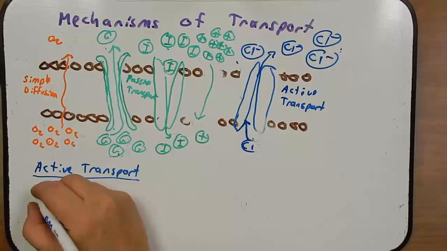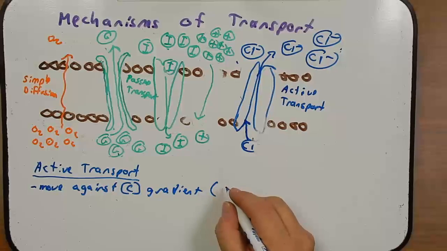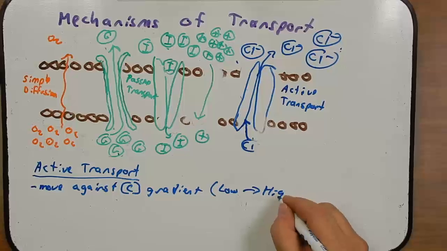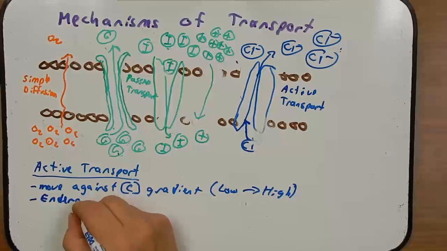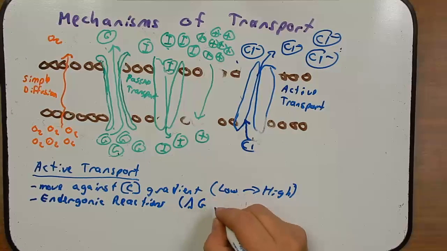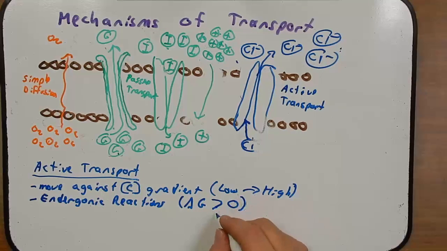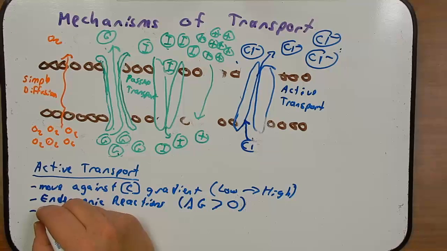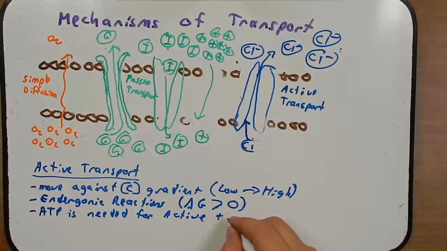Now I want to talk a little bit more about active transport. As I said here, it's going to move against the gradient, the concentration gradient. So it will move from a low concentration to a high concentration. These would be endergonic reactions. So just to review what we mean by that, what we're saying is that the delta G is greater than 0. So this will not be a spontaneous reaction. It will require energy. So this will require the use of ATP. So it's needed for active transport.